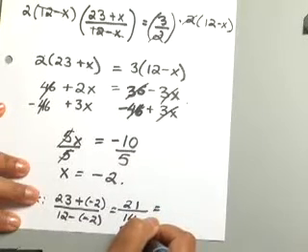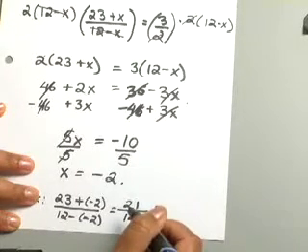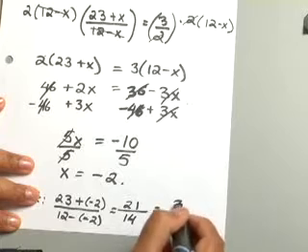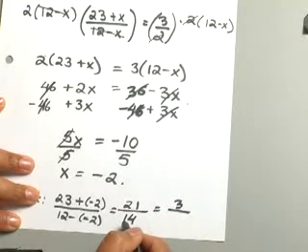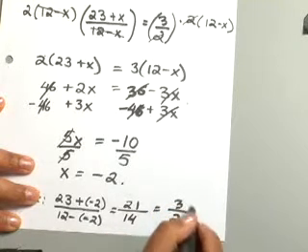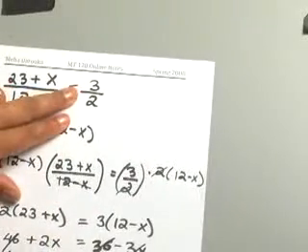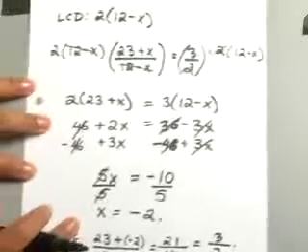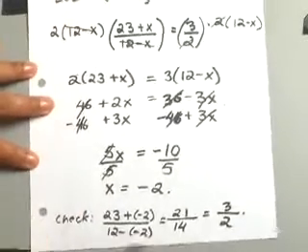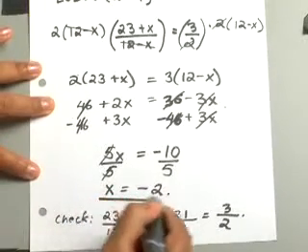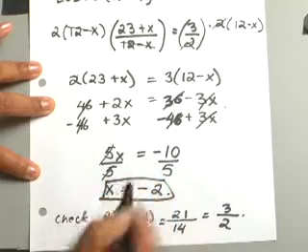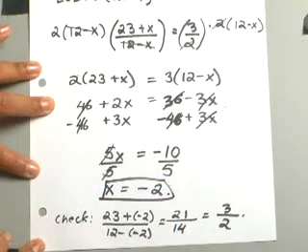21 and 14 will both go into 7. 7 goes into 21 3 times, and 7 goes into 14 2 times. You can see you ended up with 3/2 as your resulting fraction. So this tells you that x equals -2 is the right answer. Okay?